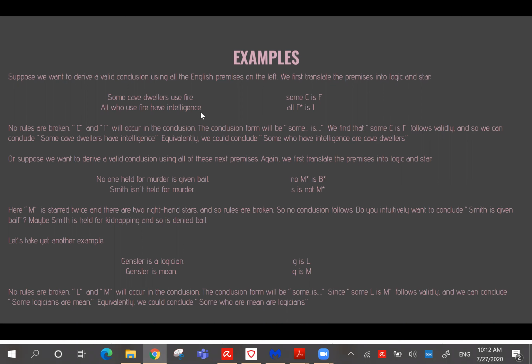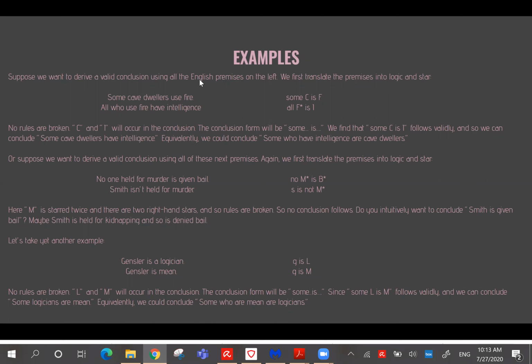Or suppose we want to derive a valid conclusion using all of these next premises. Again, we first translate the premises into logic and star. No one held for murder is given bail, so we make that no big M starred is big B starred. Smith isn't held for murder. Little s is not big M starred.